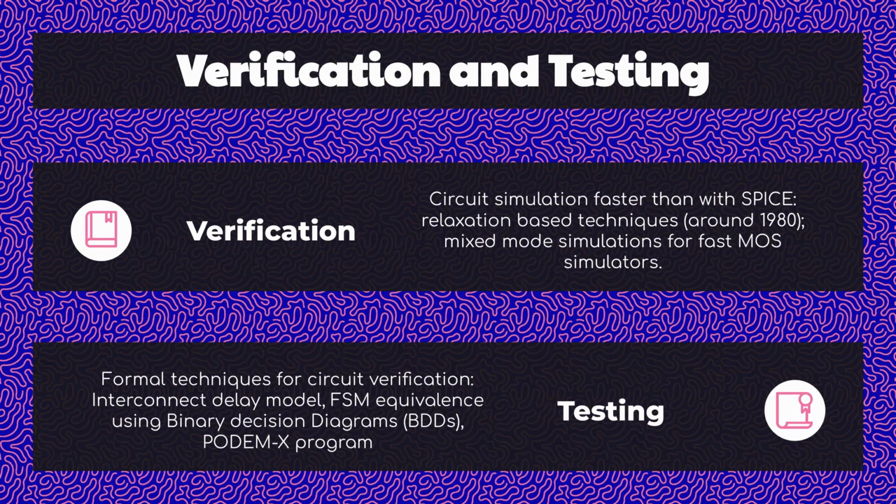Under verification and testing, there were 2 main lines of work. One was focused on making circuit simulation orders of magnitude faster than with SPICE, and the other on formal techniques for circuit verification. In the first domain, the work done around 1980 on relaxation based techniques and mixed mode simulation provided the basis for the fast MOS simulators that are in use today. The interconnect delay model was introduced by Penfield and Rubinstein in 1981, and the first use of formal verification was by Bahnsen at IBM.